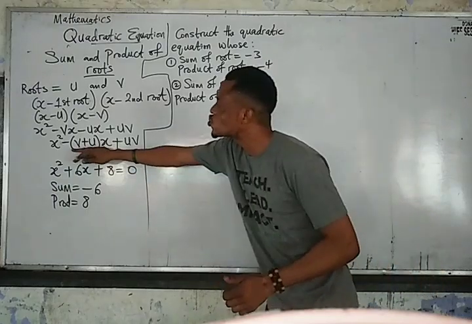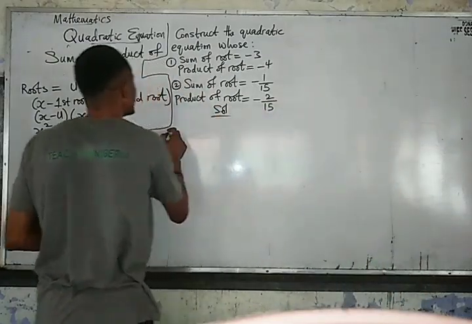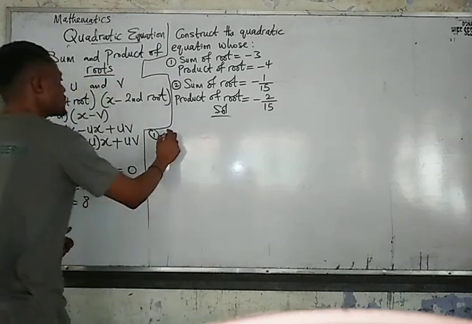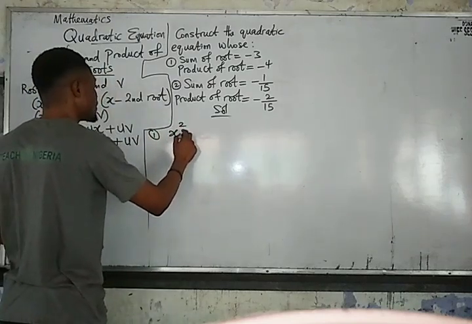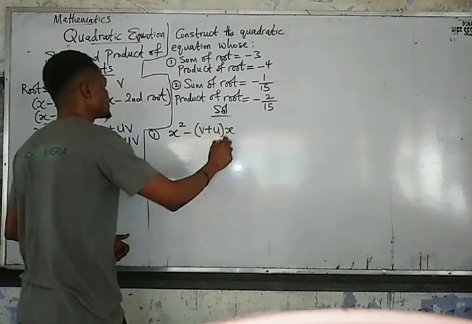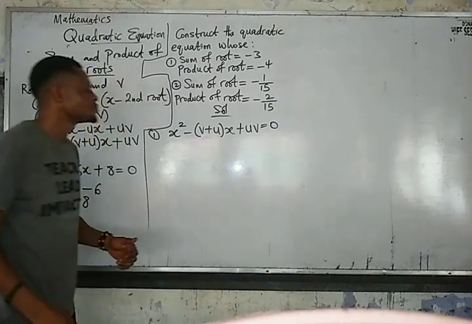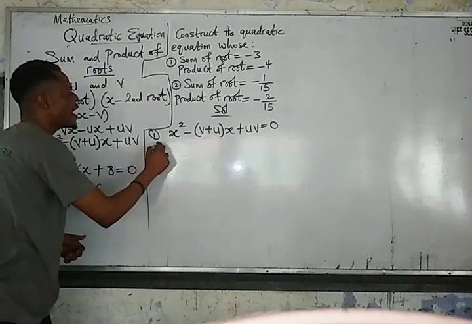So using this structure, we proceed by saying, for the first one, x squared minus (v plus u)x plus uv equals 0. We have our x squared.